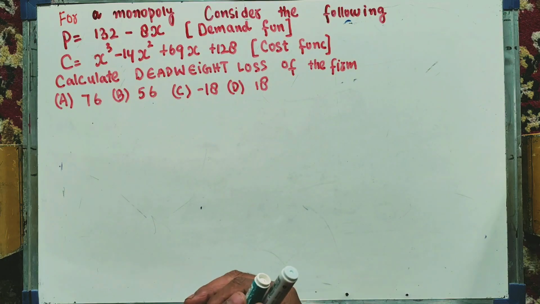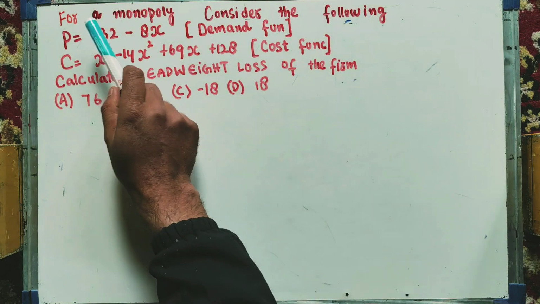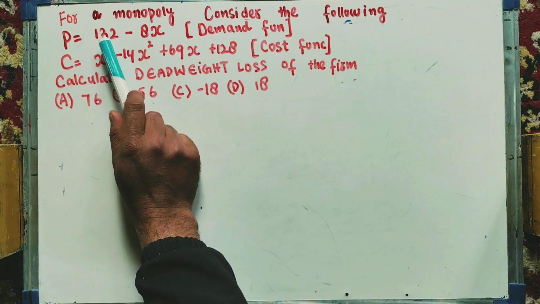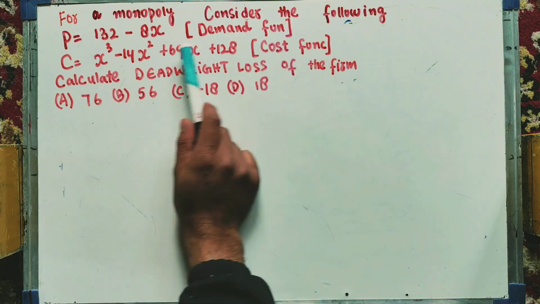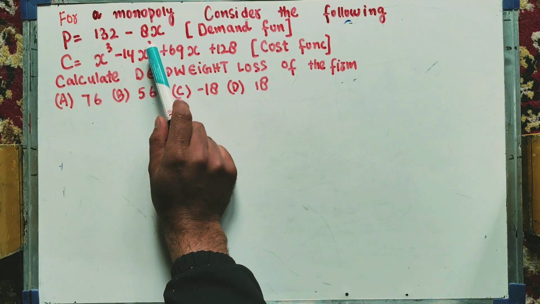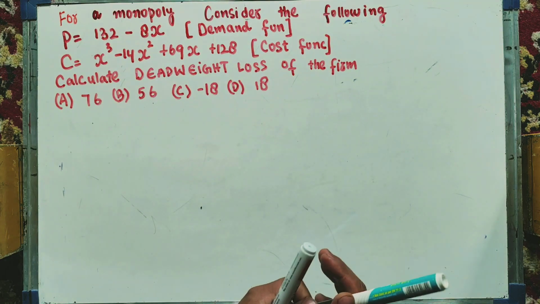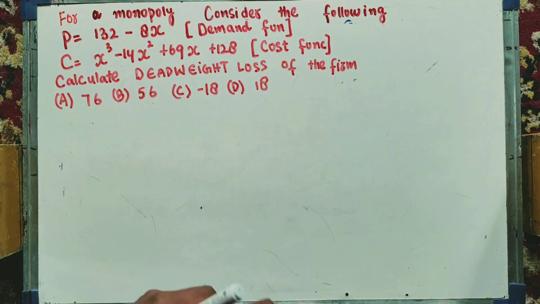In this video, we will learn how to calculate deadweight loss in case of monopoly. The question is, for a monopoly, consider the following. P is equal to 132 minus 8x, which is the demand function. X is the output, P is the price. Cost function is x cubed minus 14x square plus 69x plus 128. We need to calculate the deadweight loss of the firm. Options are being given. We need to find out the correct option.